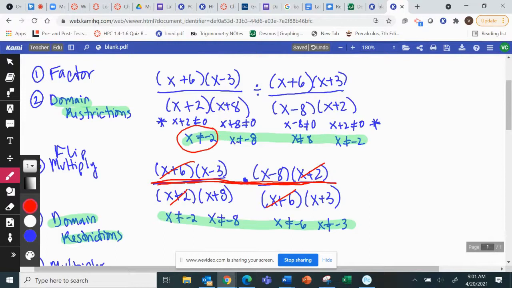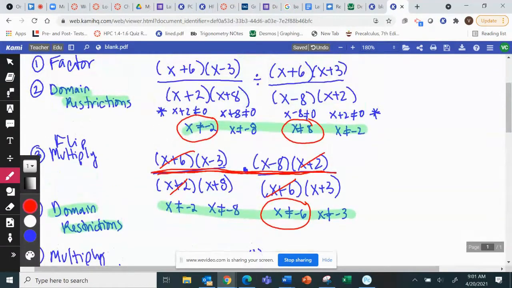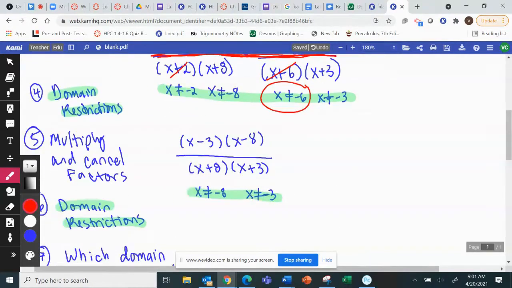Here's one that's not in my final answer. Here's one that's not in my final answer. Here's one that's not in my final answer. In my final answer, 8 and negative 3, yes. But I don't have negative 2. Wait, did I say 8 or negative 8? I'm sorry, I already forgot. Oh, negative 8, okay. So positive 8, negative 2, and negative 6 were not in my final answer. So those are the ones I have to tack on to the end.